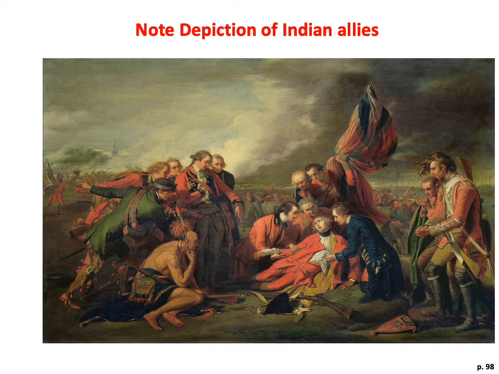In this painting, this is actually a painting of a British victory in Quebec in Canada. But what we see in this painting, I think, is of great significance. On the left, in the foreground, we have an Indian depicted because this was an Indian ally. And again, both sides had Indians.